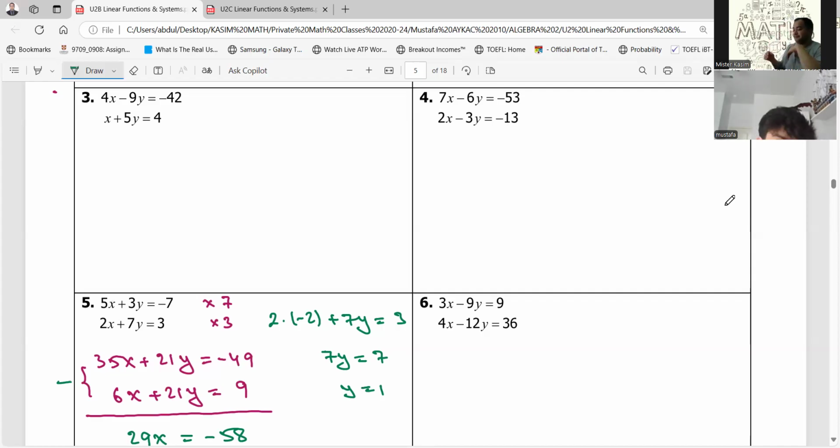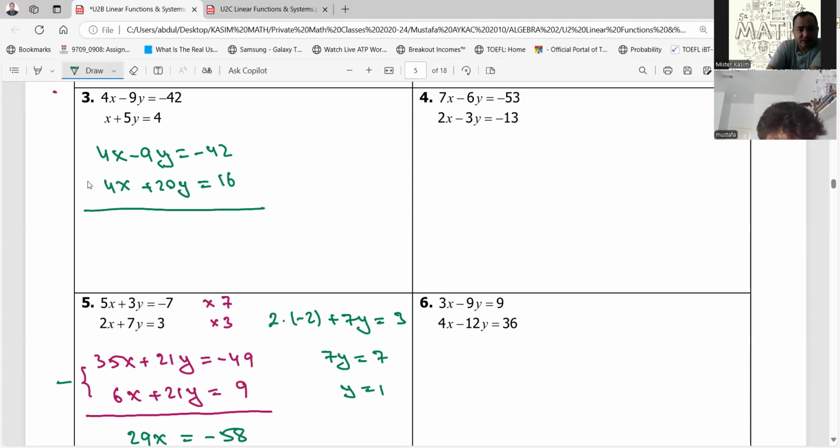Yes, Mustafa. Hocam, I'm kind of stuck. First, you multiply by 4, right? Okay, I have here negative 42. If you multiply by 4, we have 4x plus 20y equals 4 times 4, which is 16, right? And let's subtract. So let's subtract 4x minus 4x, 0. Negative 9 minus 20, negative 29y, right? Hocam, don't we multiply both sides? Yeah, I multiply both sides. Like the top one and the bottom one?